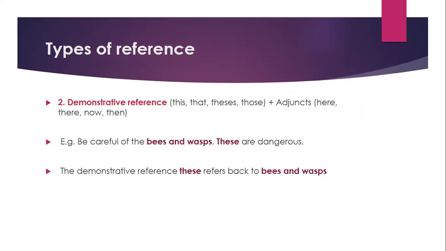And the second type of reference is demonstrative reference, like this, that, these, those, plus adjuncts, here, there, now, then. For example, be careful of the bees and wasps. These are dangerous. The demonstrative reference, these, refers back to bees and wasps.